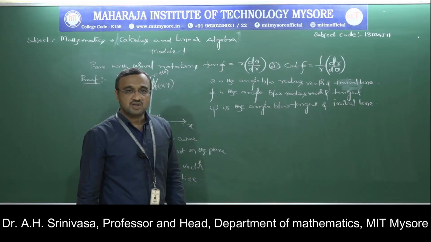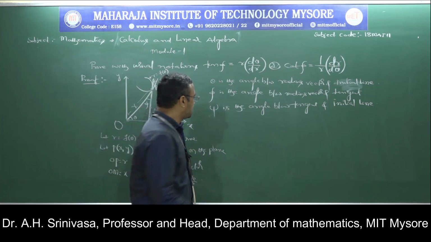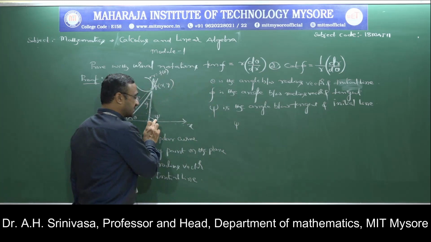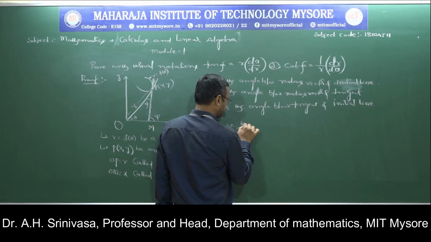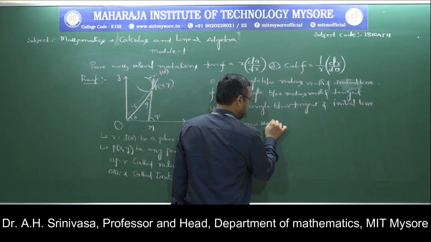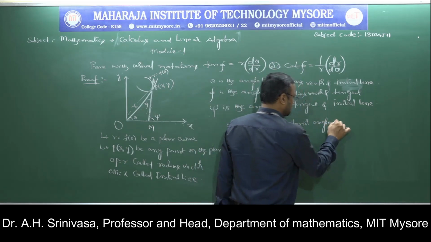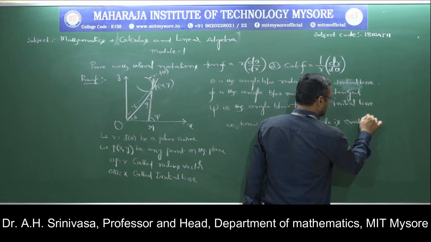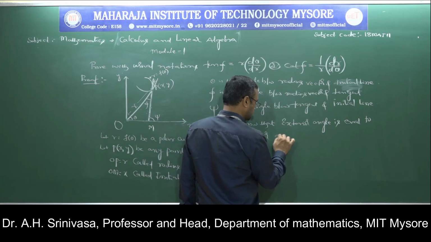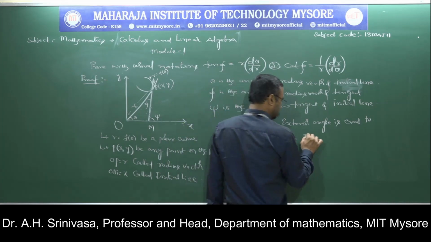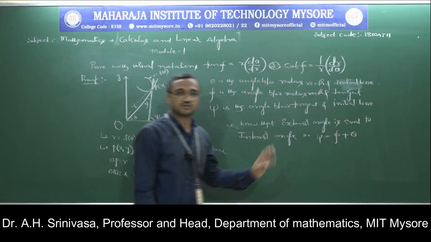So we know that the exterior angle is equal to the sum of the interior angles. So that means psi, this is your exterior angle, should be equal to the sum of the interior angles. So that is psi equal to phi plus theta. So this is the notation I have to remember.